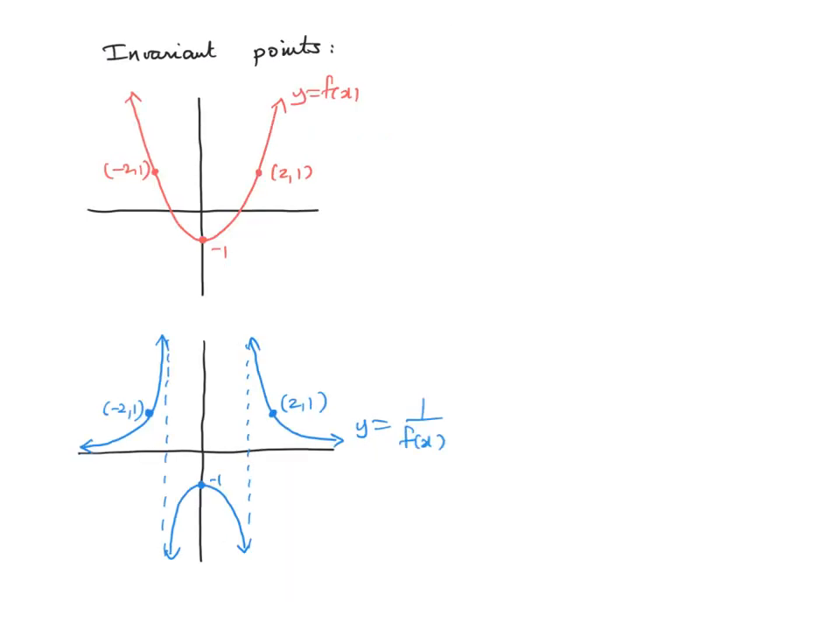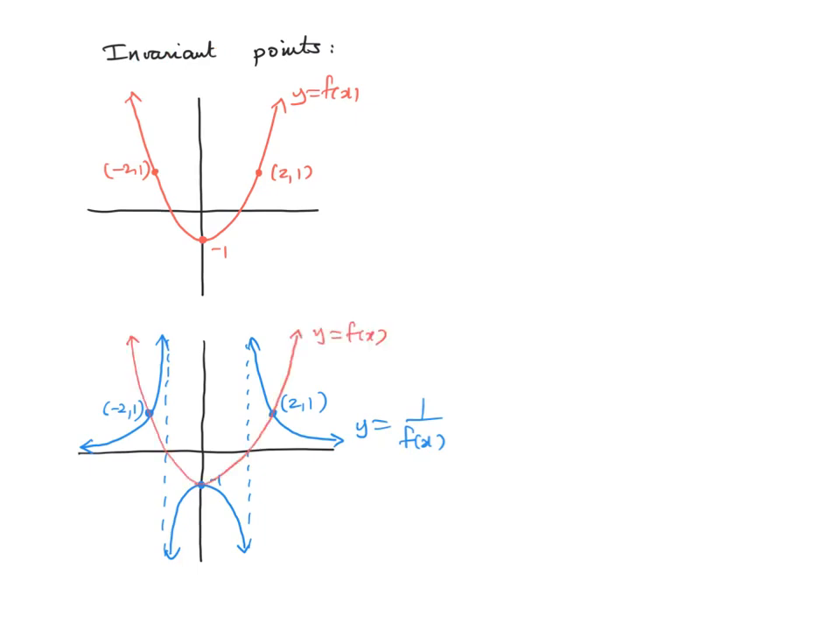So briefly, I want to talk about invariant points. So let's say this is the graph of y equals f of x, and it includes these 3 points, (-2, 1), (2, 1), and (0, -1), which I've just labeled as -1. When I do 1 over f of x, I'm doing 1 over each of those y values. Well, 1 over 1 is still 1, so (2, 1) will still be on this new graph. 1 over -1 is also -1, so (0, -1) is still on the new graph. And 1 over 1 here is also 1. So these 3 points are exactly in the same location as they were before.